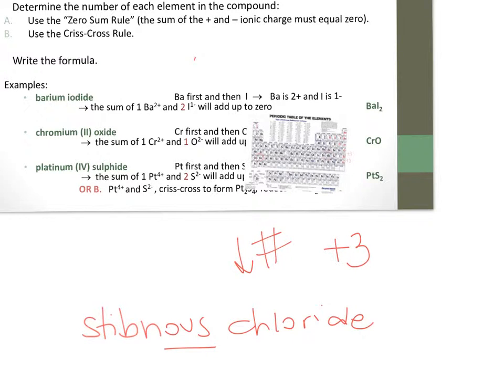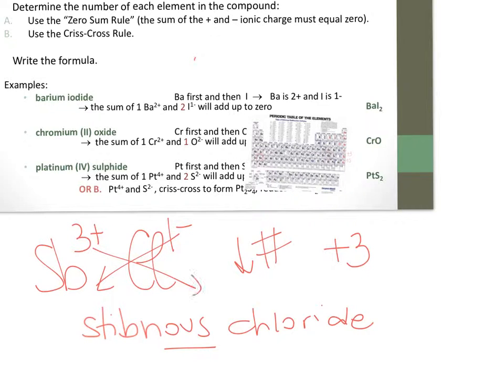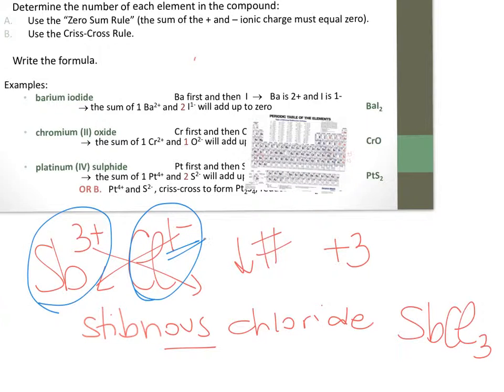So, therefore, you know that you have stibnous, Sb, with a charge of 3 positive, and chloride, Cl, and it's group 17, so its charge is 1 negative. You're going to crisscross the charges, and you'll end up with a chemical formula of SbCl3. You could also use the zero-sum rule. If stibnous has a charge of 3 positive, how many -1 chlorines do you need? If each chlorine is -1, then that means you need 3 of them, which you indicate as a subscript beside the chlorine.